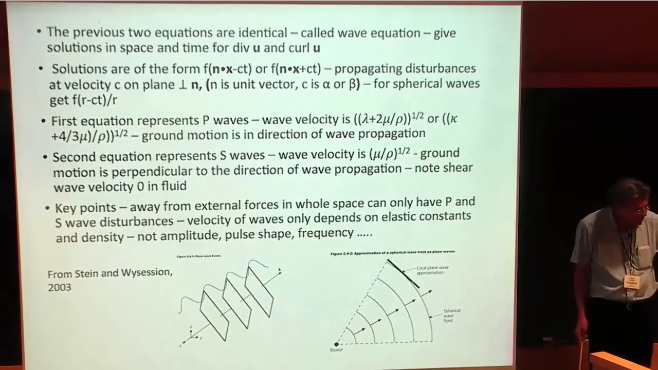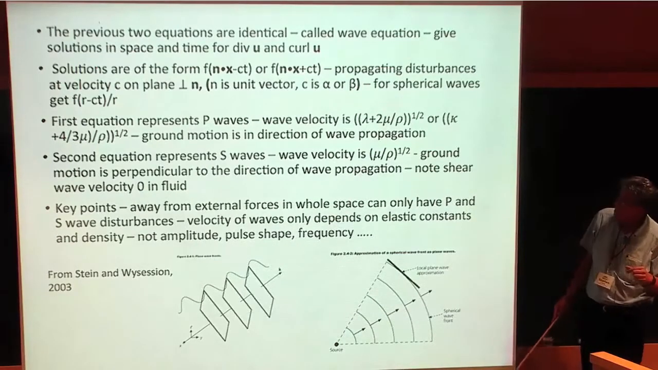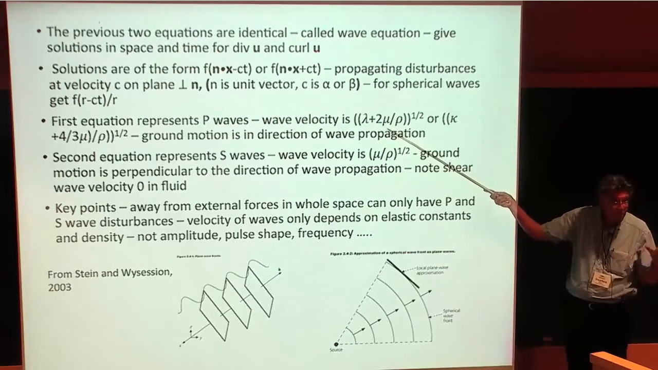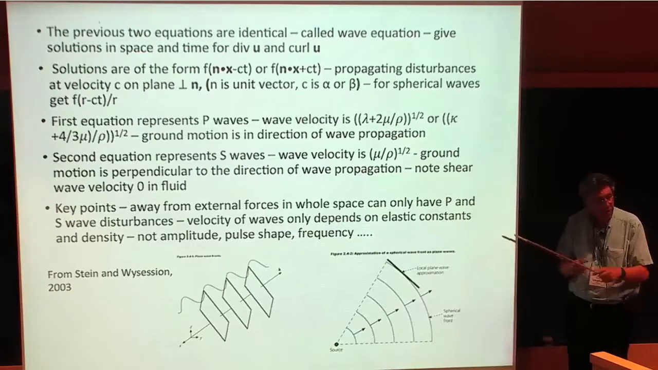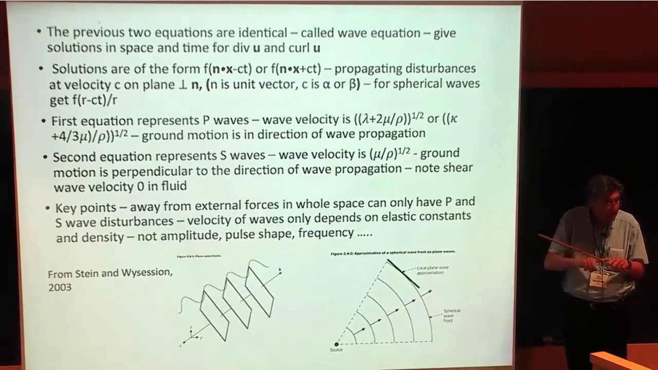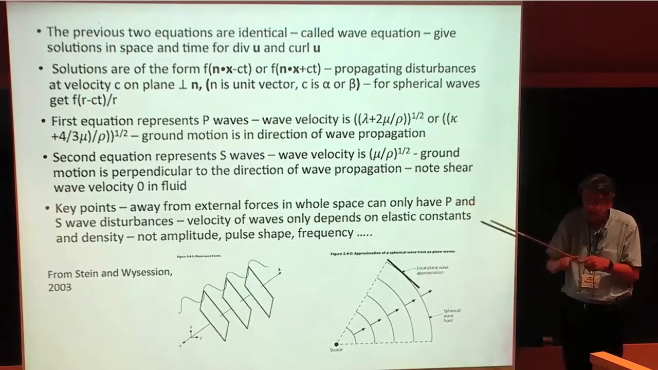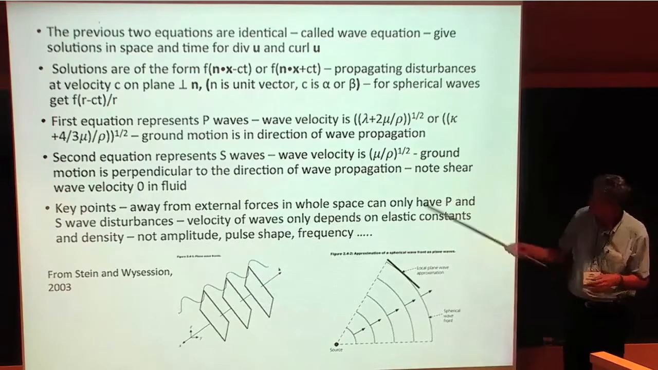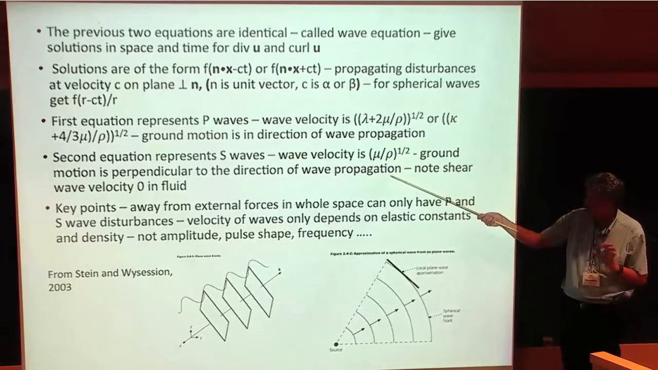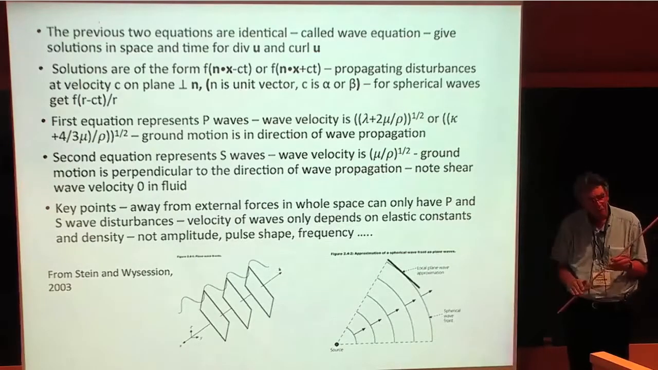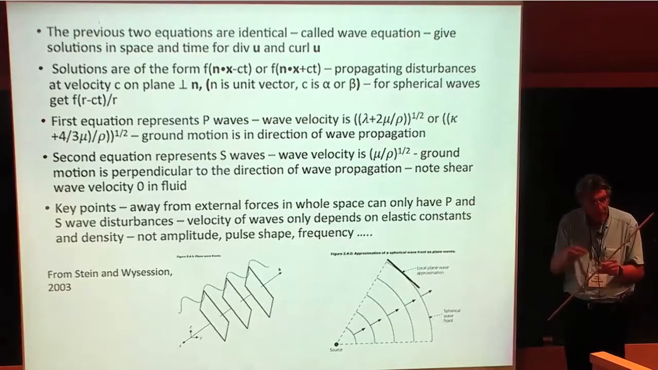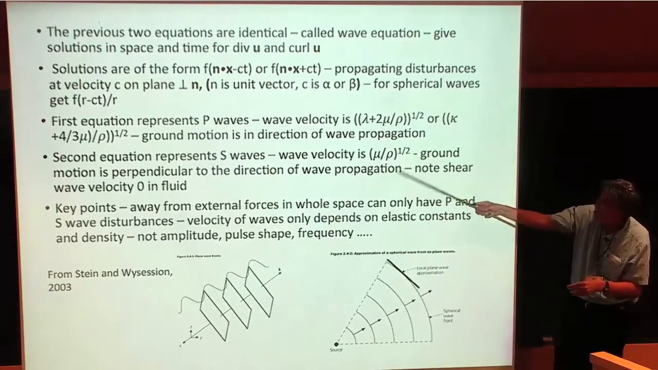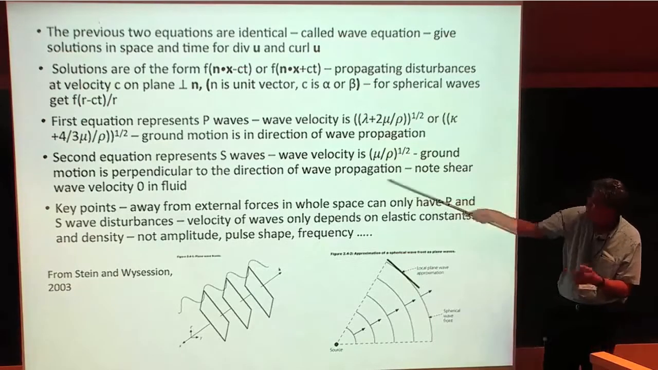What is actually happening? It turns out that the divergence of u equation, which is traveling at a velocity square root of lambda plus 2 mu over rho, represents particles that are moving perpendicular to the plane. So they're in the direction that the wave is moving, in the direction n, if you want. The other equation that we had, velocity square root of mu over rho, for the curl of u, represents a wave where the particles are moving in the plane. The plane is moving perpendicular to itself, basically. We call this kind of wave the P wave, that kind of wave the S wave.